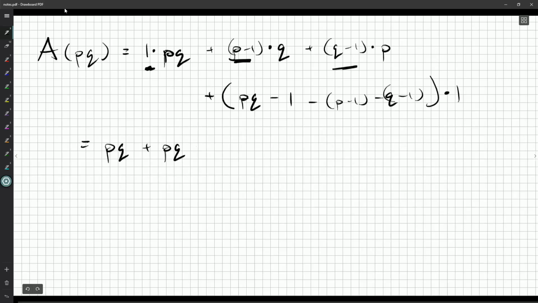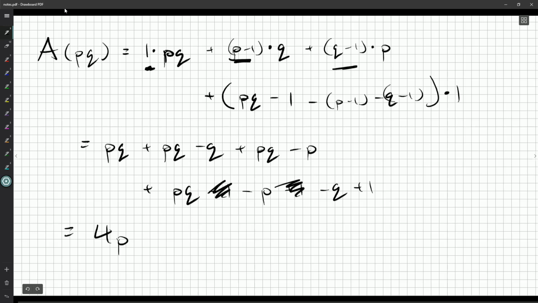PQ minus Q, PQ minus P, PQ minus 1 minus P minus 1 minus Q minus 1 is plus 1. Okay. This minus 1 and this plus 1 cancel out. Good. There's 4 PQs. 1, 2, 3, 4. Minus 2 P's minus 2 Q's. Plus 1, 1. I feel like there's a formula for this.